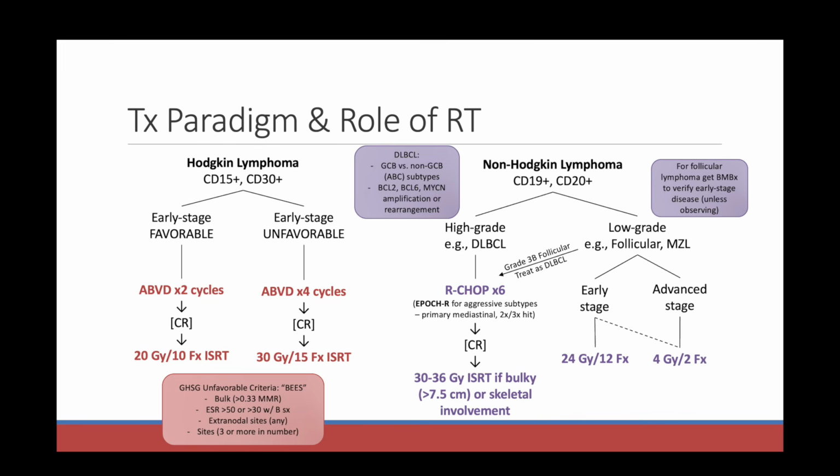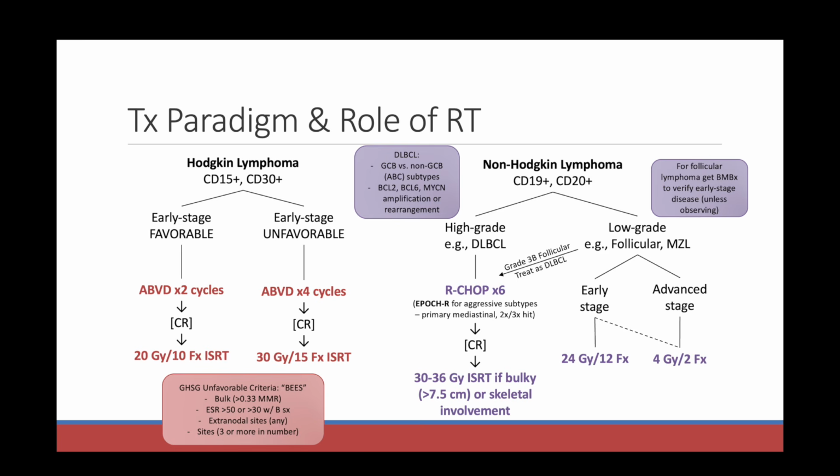So here are the general treatment paradigms and the role of radiation for Hodgkin and non-Hodgkin lymphoma. Let's start with Hodgkin lymphoma, which remember is CD15 and CD30 positive. The role of radiation is really limited to management of early stage Hodgkin lymphoma. Even there, there's options where we can omit radiation, but for advanced Hodgkin, we typically do chemotherapy alone. And then for early stage Hodgkin, that is where there's a potential role for radiation.